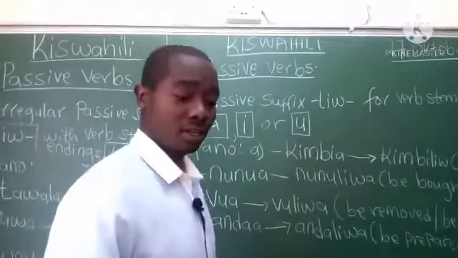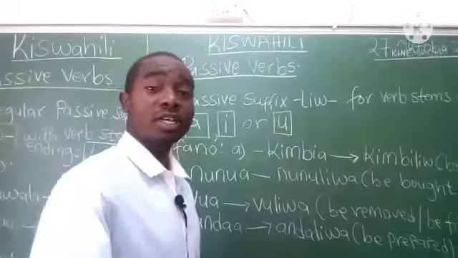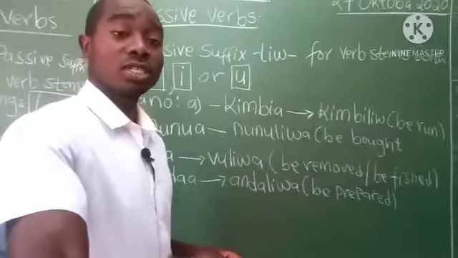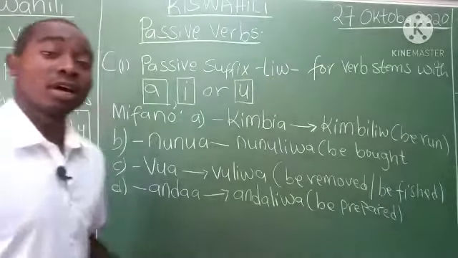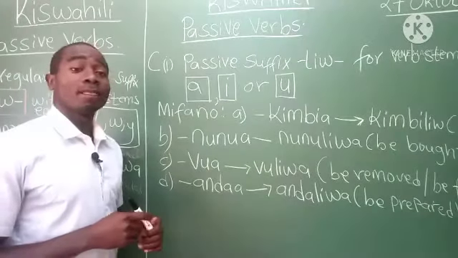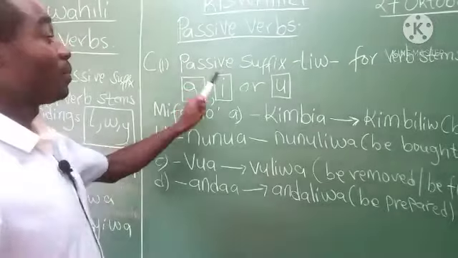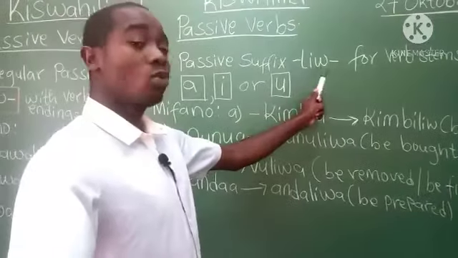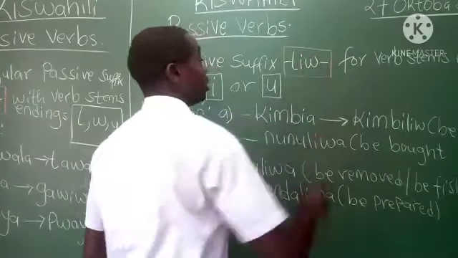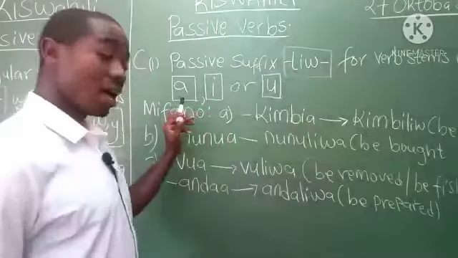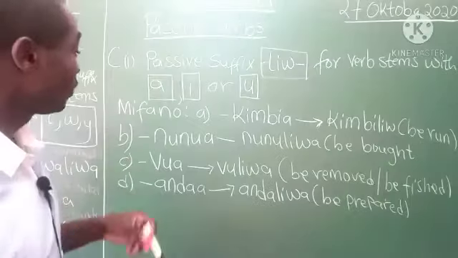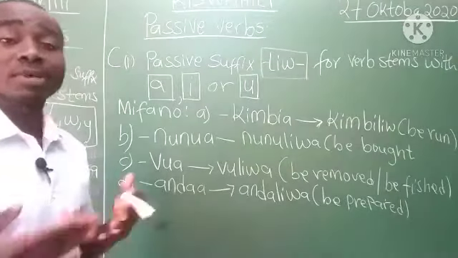Part C is here. Let me just ensure that you are seeing this properly, so that you follow with me and understand this amazing language. Now for this part, the passive, part C, passive suffix with liw, for verb stems with a, e, or u. The verb stems have different endings in consonants and vowels. Some end with vowels, some end with consonants.